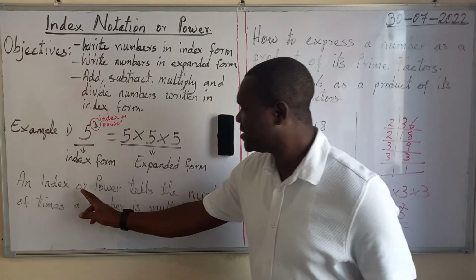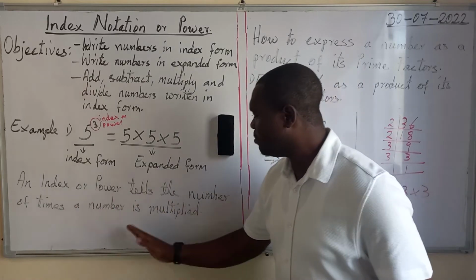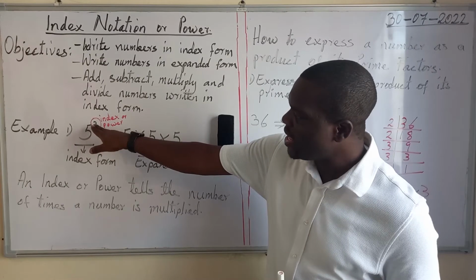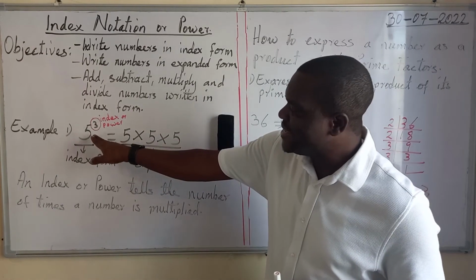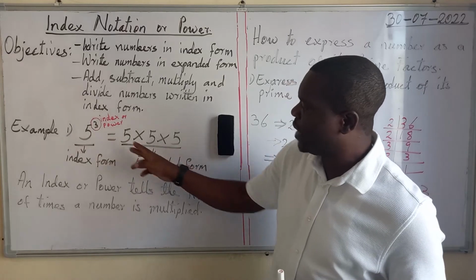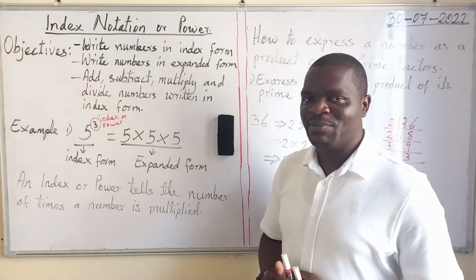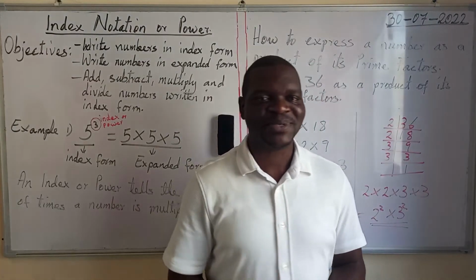An index or power tells the number of times a number is multiplied. Look at here, we have 5 to the power 3, and this small 3 written here is the index or the power. It indicates that 5 is multiplied 3 times. That is what this definition is talking about. For better understanding, let us have some examples.